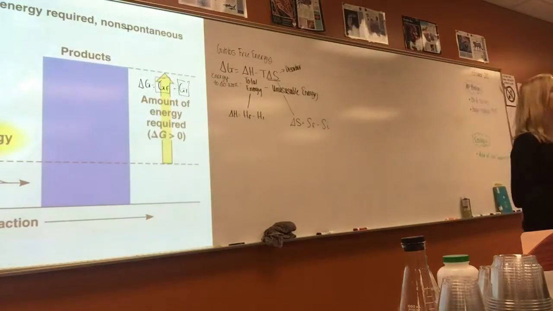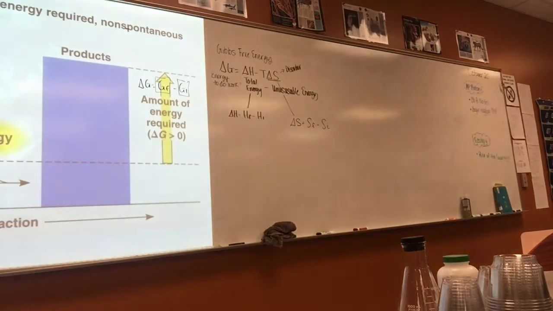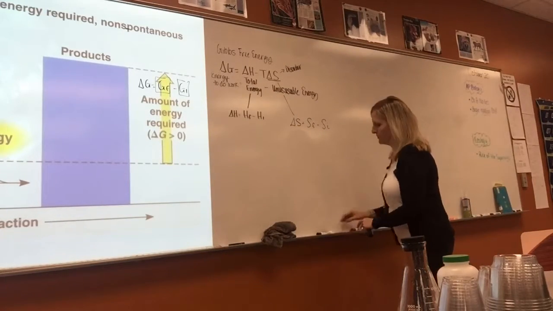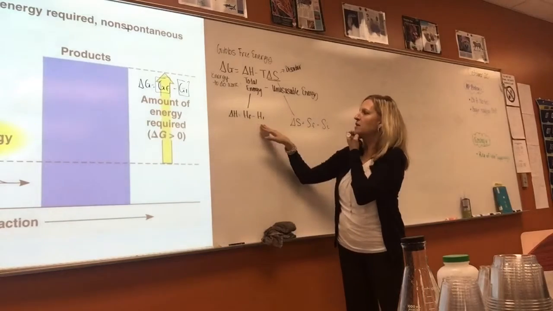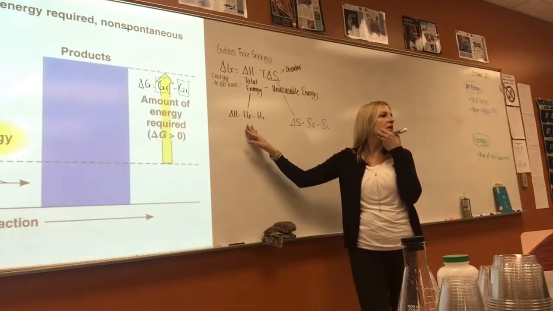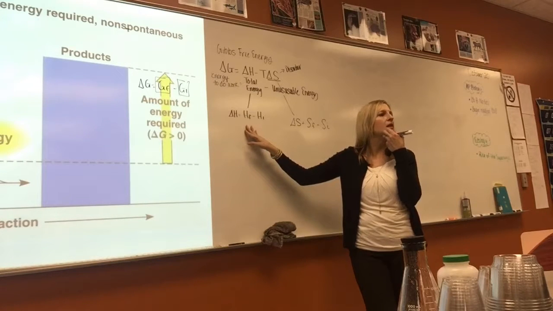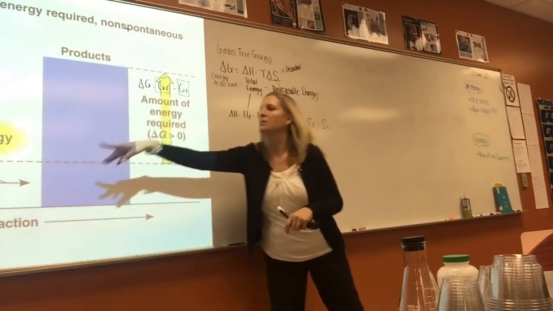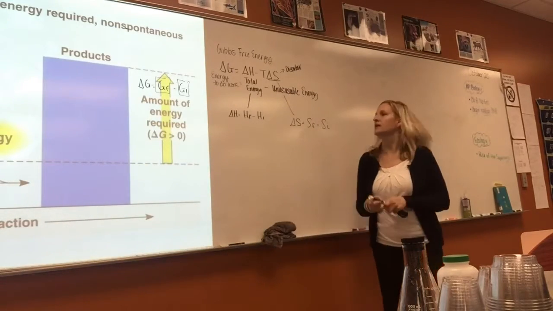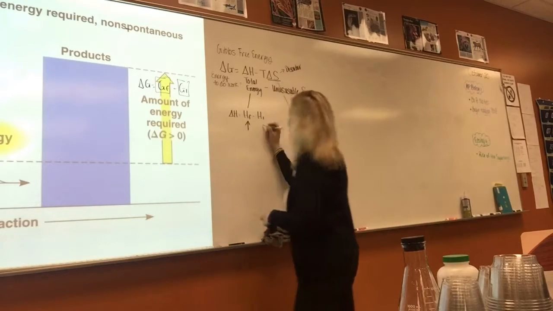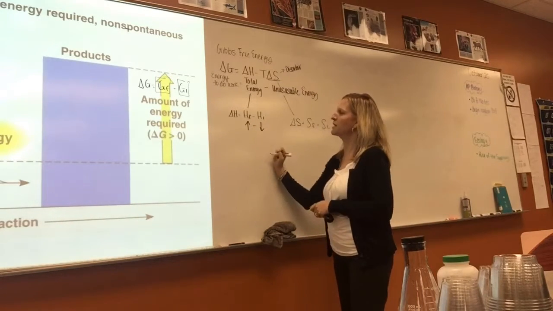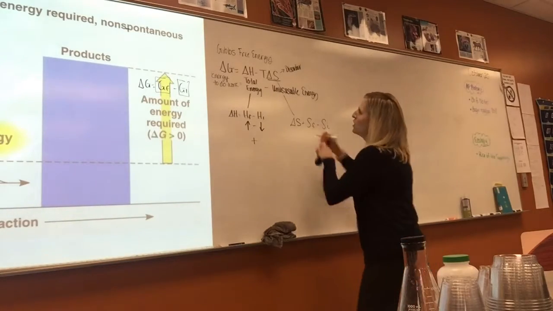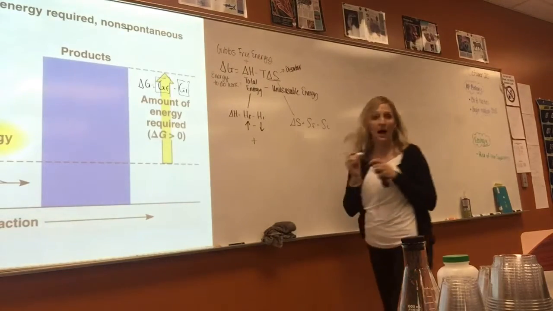Okay, so let's look at this. For an endergonic reaction, let's look at delta H and figure out final minus initial. Tim, what do you think? Which one has a higher total energy, beginning or end? The end. So we have a higher number here, a lower number here, and higher minus lower will give you a positive number every time. Therefore, delta H is positive.